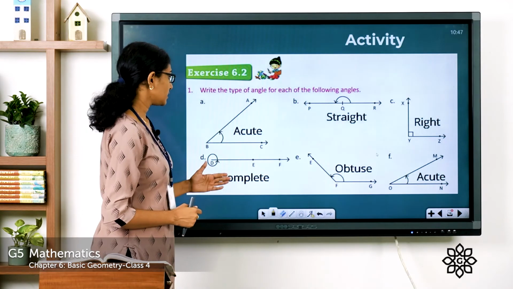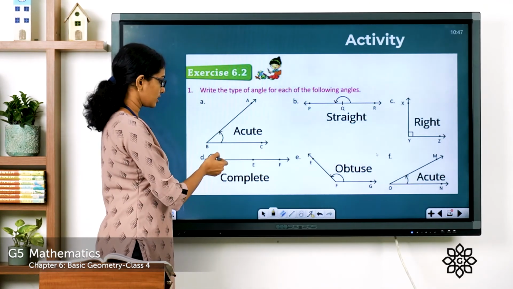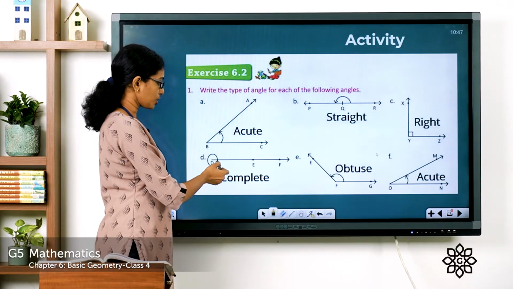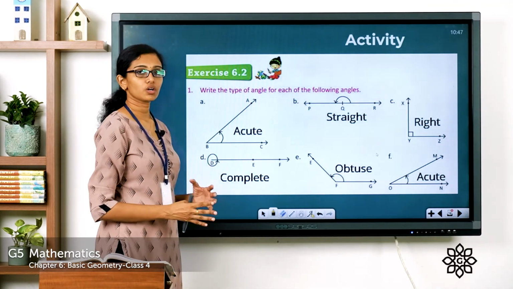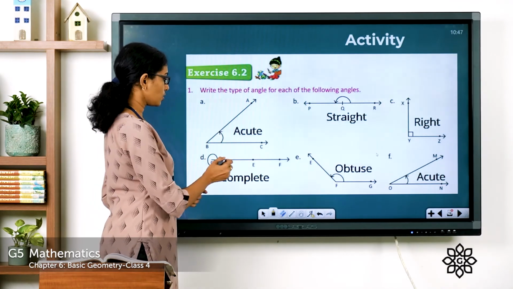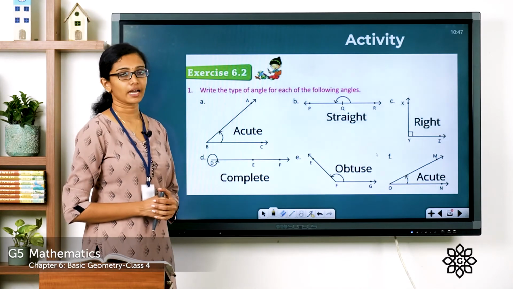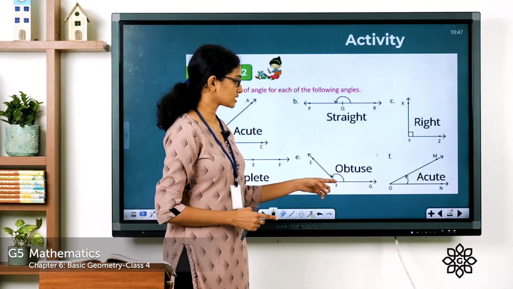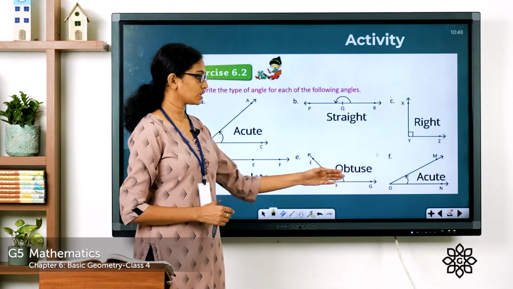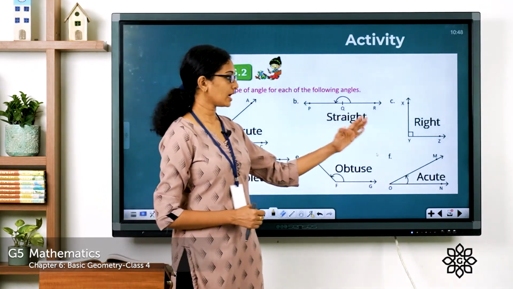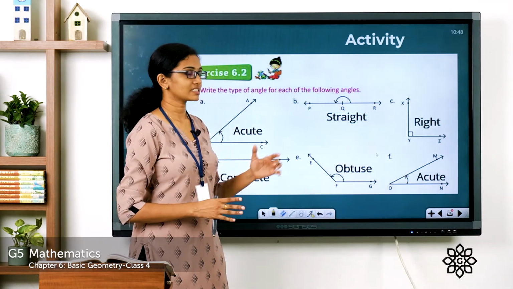Now D, see this one, this ray is shown to have turned around one full rotation. See, it has gone through one full circle. So the angle would be 360 degree and it is a complete angle. Next one, it has turned through an angle more than this 90 degree. It is an obtuse angle, and the last one here, it is an acute angle. Hope you got all the answers correct.